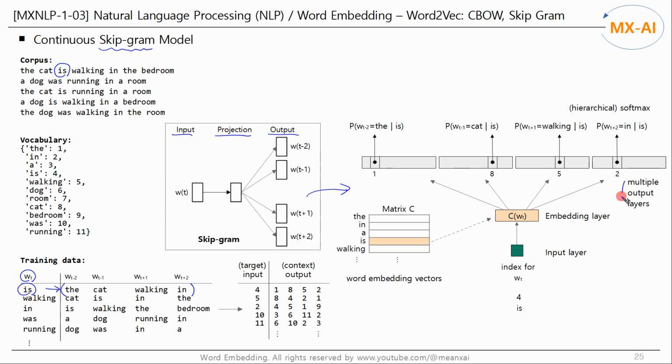This model has multiple output layers to output context words. When a data point is input to this model, each output layer outputs the conditional probability for every word in the vocabulary, with the context word having the highest probability. Update this word vector via backpropagation so that these probabilities are maximized. The final goal of this model is also to obtain an appropriate matrix C.